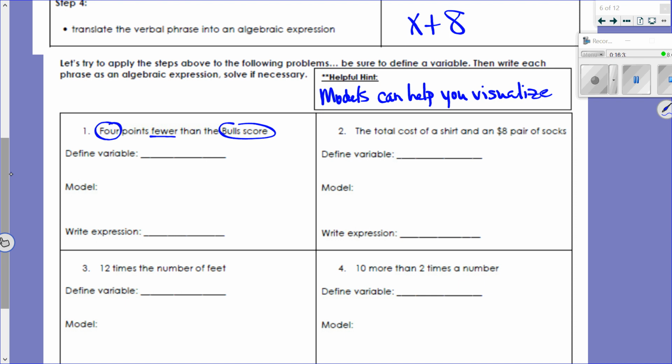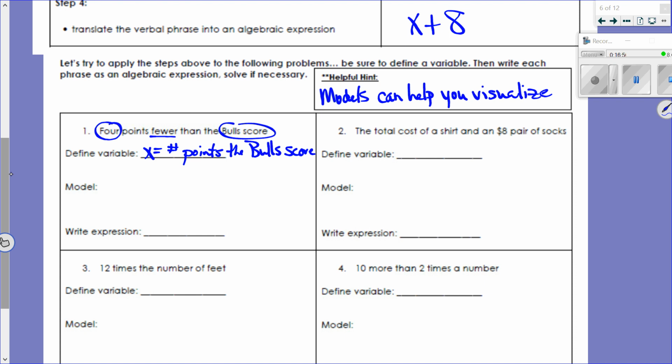What is it we don't know? Caden? Don't have the bull score. What about the bull score? There. Okay, so x is number of points, the bull score. Again, be as specific as possible in defining your variable. It's going to help immensely. So, what does our model look like?